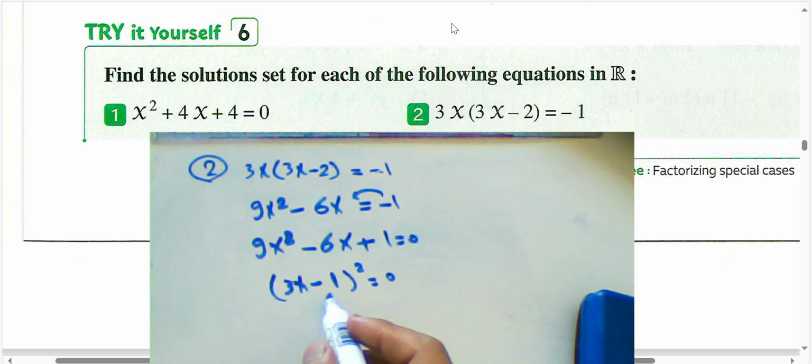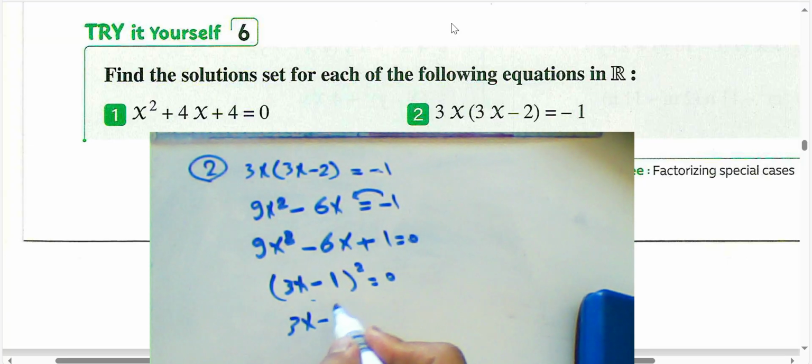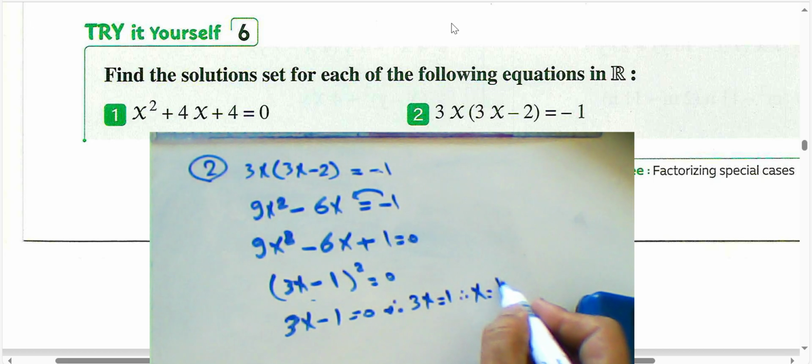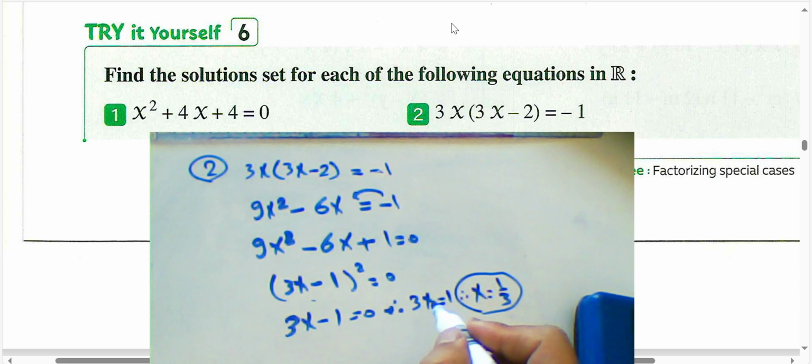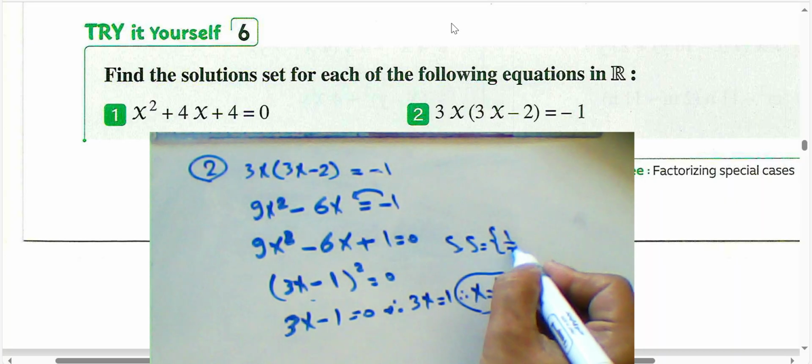We can take the square root positive or negative. Of 0 it will be 0, okay? Then 3x minus 1 will be 0. Then 3x will be equal 1. We can divide it by 3. Then x equal 1 over 3. Belonging to real numbers, then the solution set will be 1 over 3.